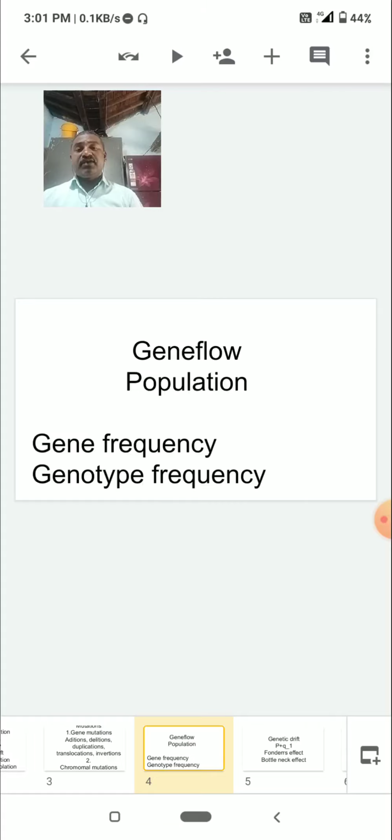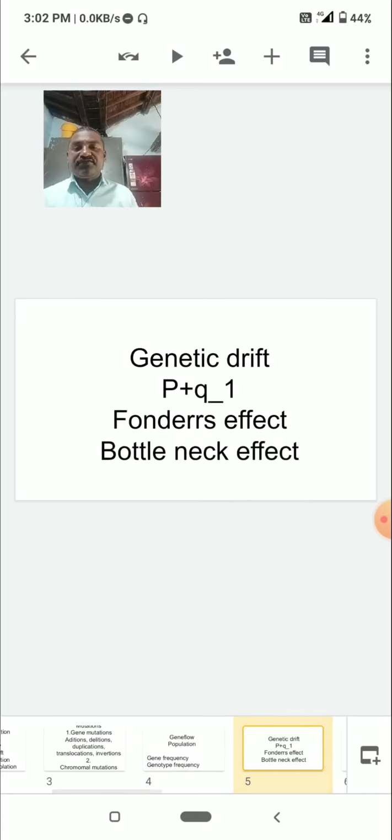Here we have to identify gene frequency and genotype frequency. Frequency means the occurrence of genes, the presence of genes in the population, that is called gene frequency, and likewise genotype frequency. These are two very useful terms in evolution and in understanding how new organisms are formed. And next one is genetic drift.